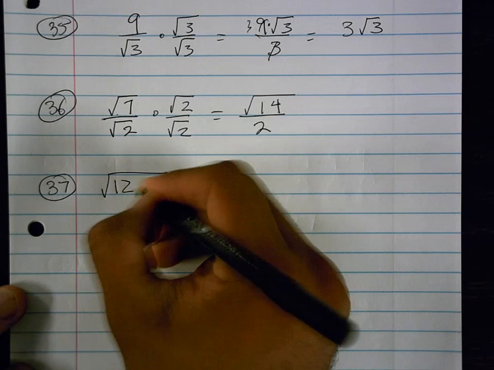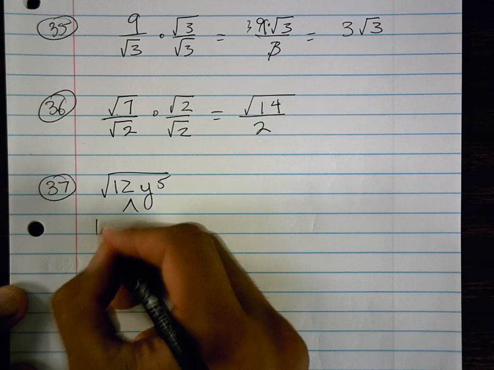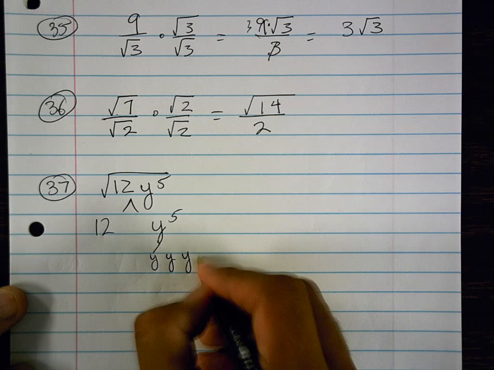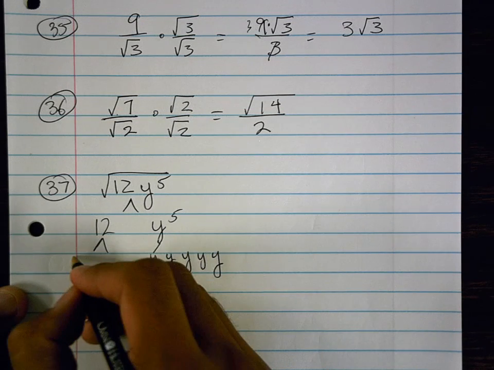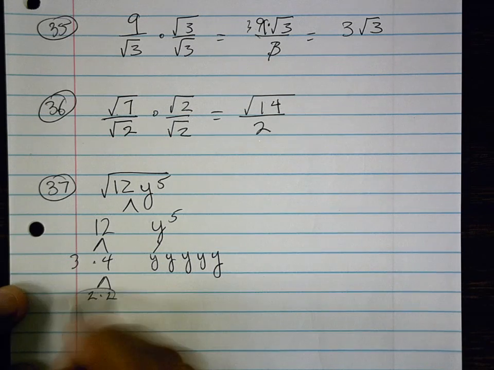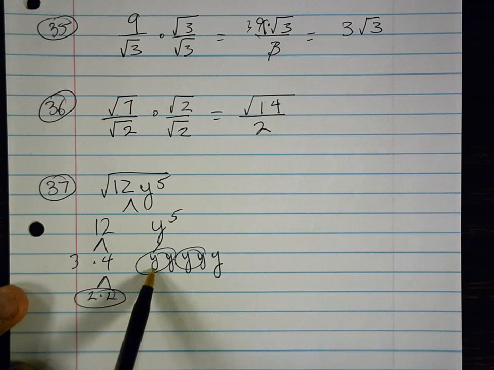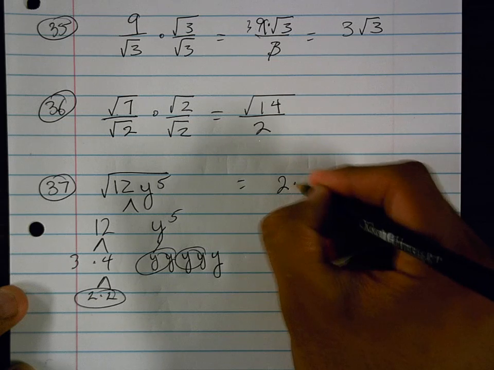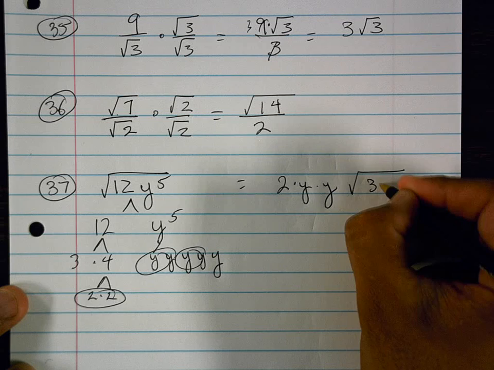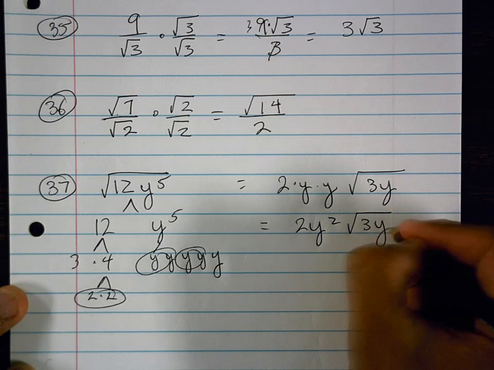37 is the square root of 12 y to the 5th. So I'm going to break this up. And 12, I'm going to break this up into the numbers and the variables first. And so we got y 1, 2, 3, 4, and 5. And over here we got 3 times 4 and then 2 times 2. So you can see that a pair of 2's come out, and we have 2 sets of y's come out. So a 2 and a y comes out twice, or 2 y's. So we're looking at 2 times y times y. Underneath we're left with a 3, and one of the y's did not come out. So this equals 2y squared times the square root of 3y.